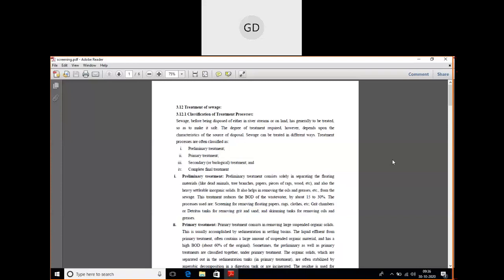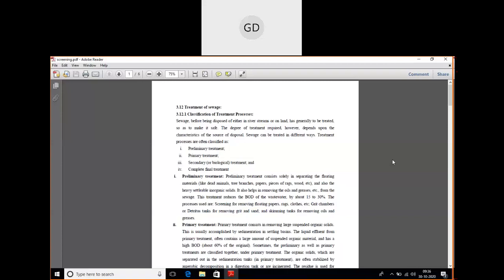Sometimes you can also say that the preliminary as well as the primary treatment, both together, come under primary treatment, because their working is somewhat similar. They both separate the floating materials, or the large suspended organic solids. So both these treatments come under your primary treatment.